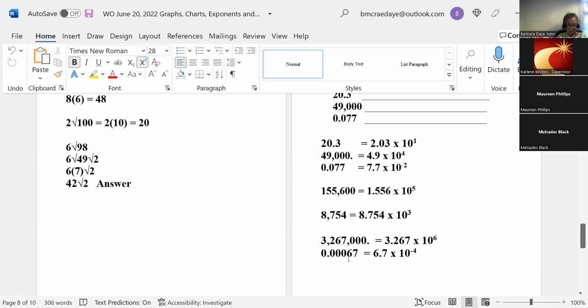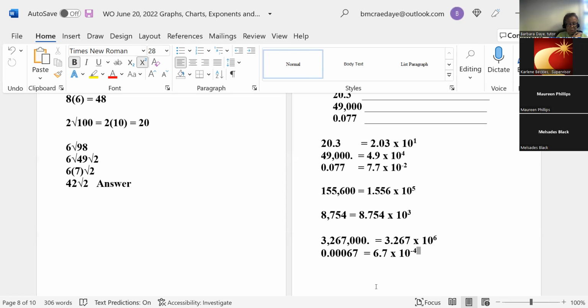No, how would you say it in words? This is tens, hundreds, thousands, tens of thousands, hundreds of thousands. So this is 67 hundred-thousandths. All right, so that's less than 1. You know your place value. I'm sorry, I can't remember them. Maureen, you know place values? Yeah.